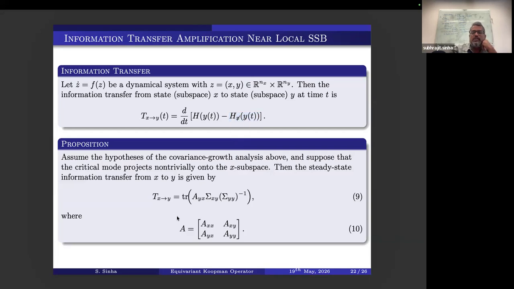So with this, one can show that the steady state information transfer is given by this form, where we are partitioning the linearized version of the system into this block matrix form. Here Axx is the interaction of the x term with itself, Axy is the influence of y on x, and similarly Ayx characterizes the influence of x on y, and Ayy is the self-interacting block of y.